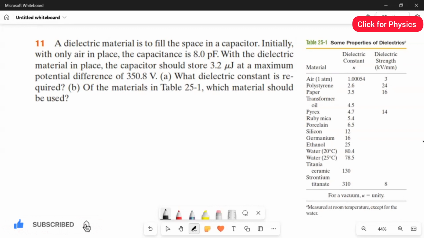Here we have two questions. The first question is, what dielectric constant is required? And the second question is, of the material in the given table, which material should be used?